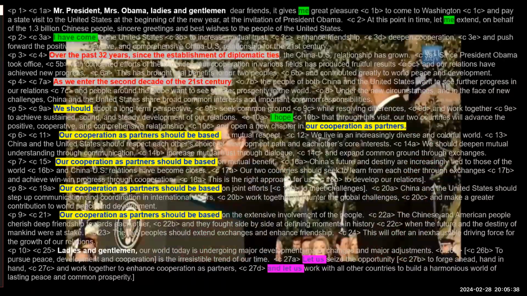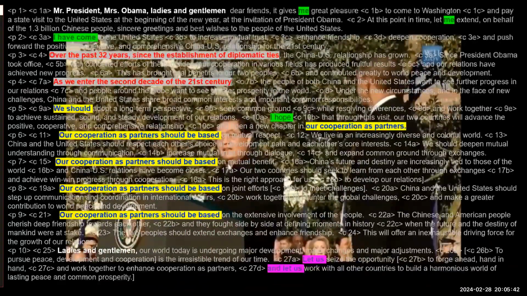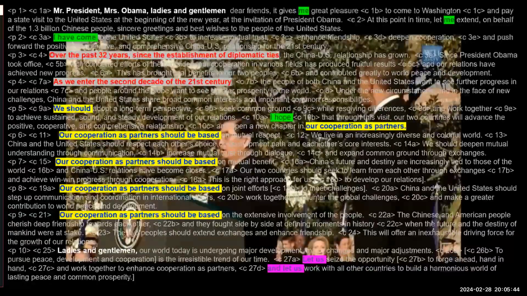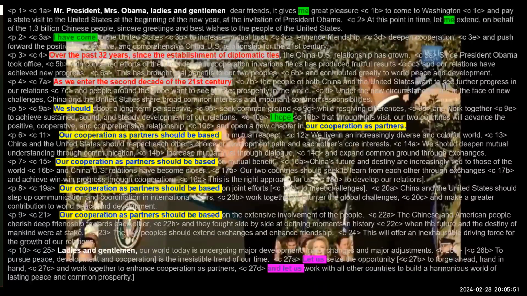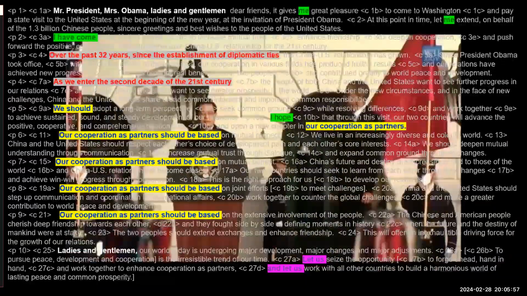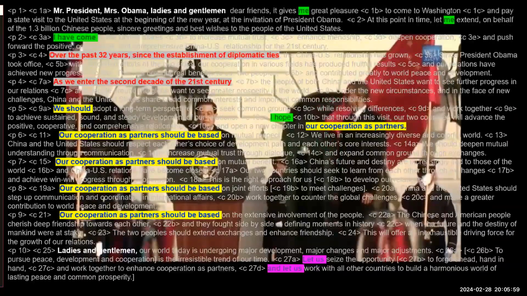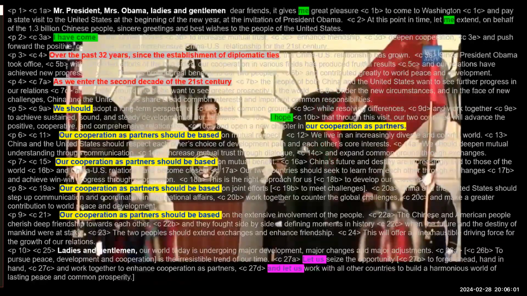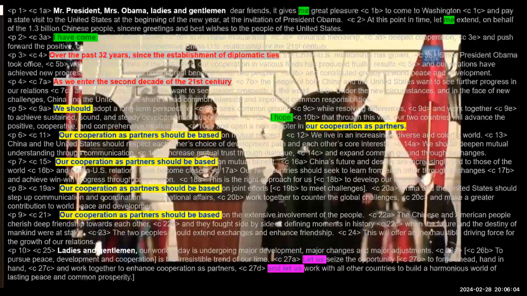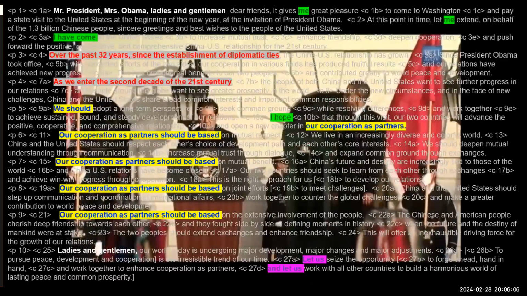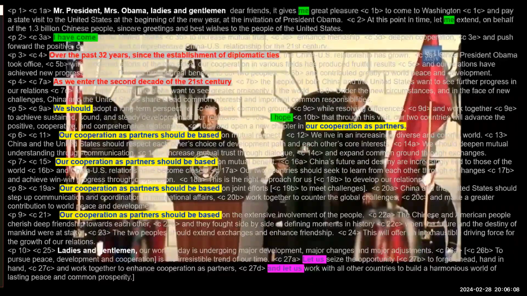I have come to the United States to increase mutual trust, enhance friendship, deepen cooperation, and push forward the positive, cooperative, and comprehensive China-US relationship for the 21st century.